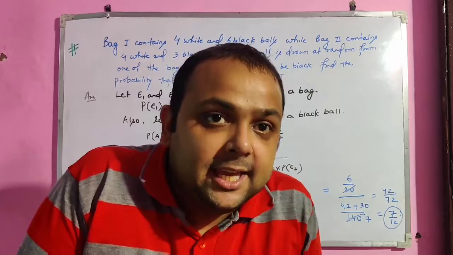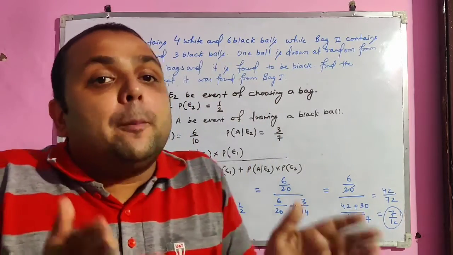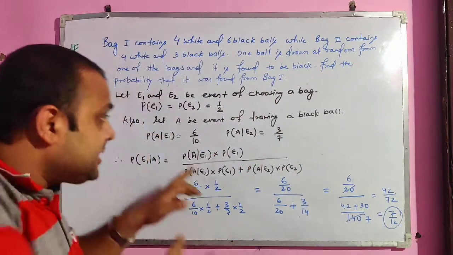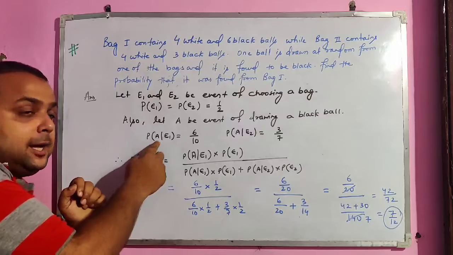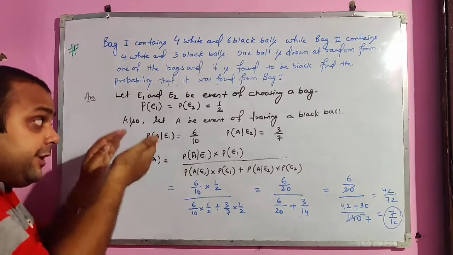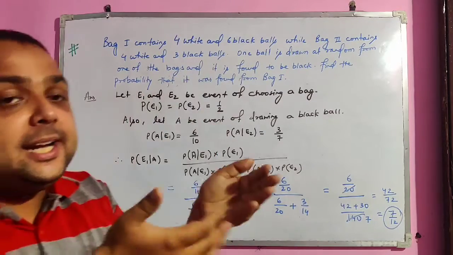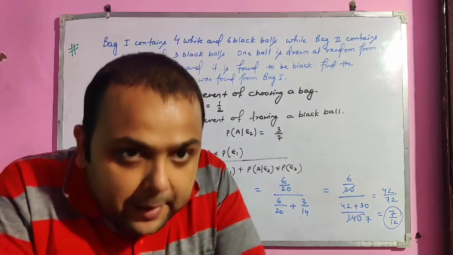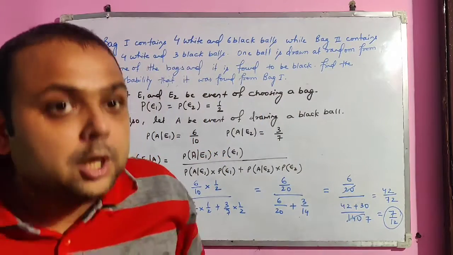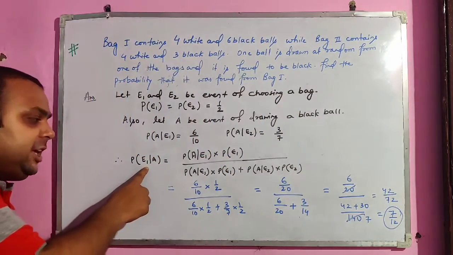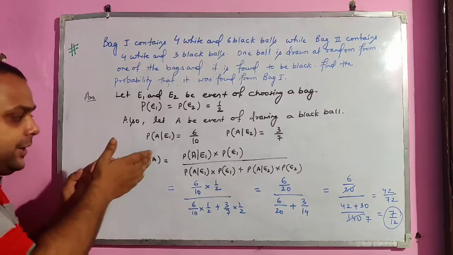Now the question is saying that the ball is drawn from the first bag. This states that the ball is black, the bag is first. We have to reverse this condition: we have chosen the first bag and we have taken out the black ball. So this is probability E1 conditional A.